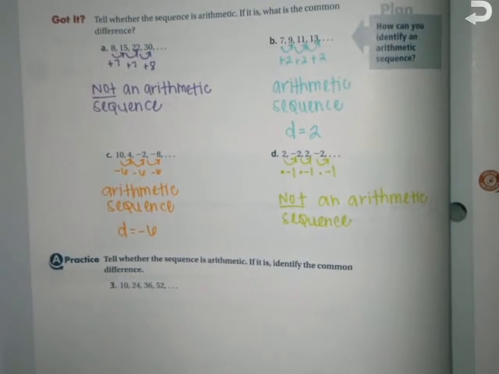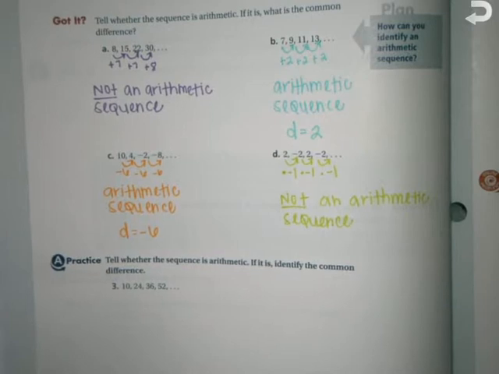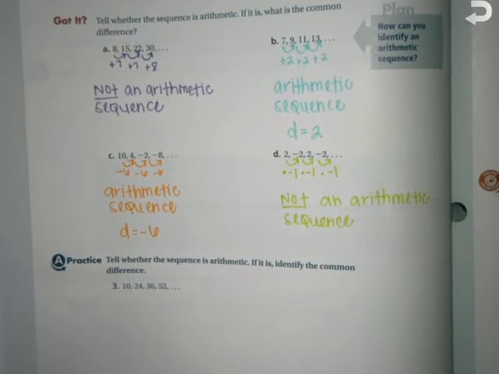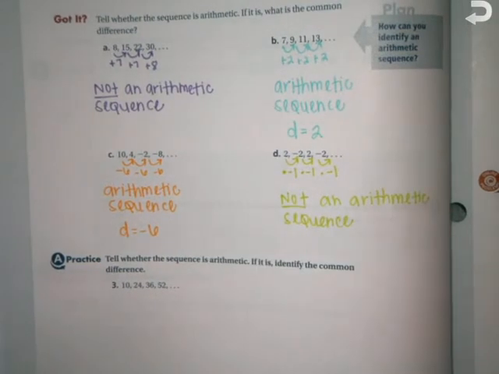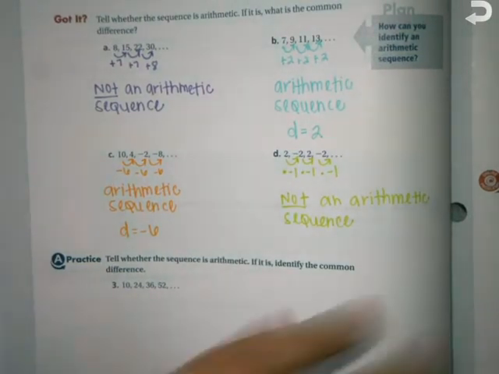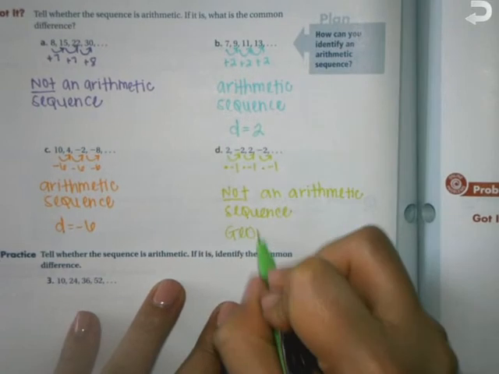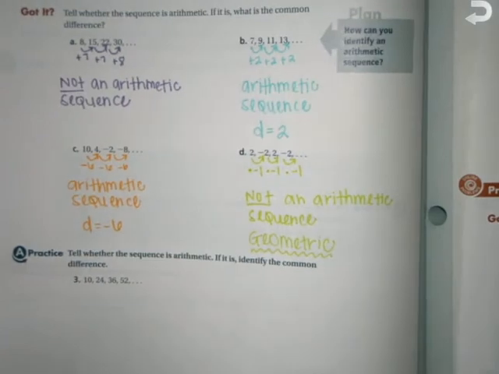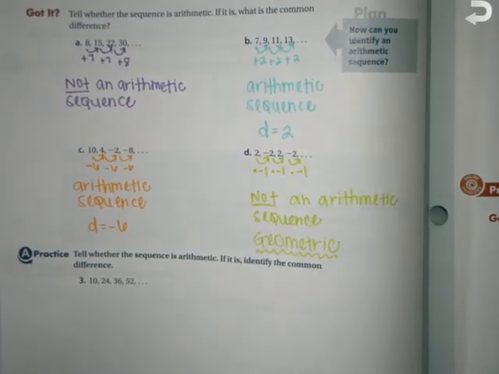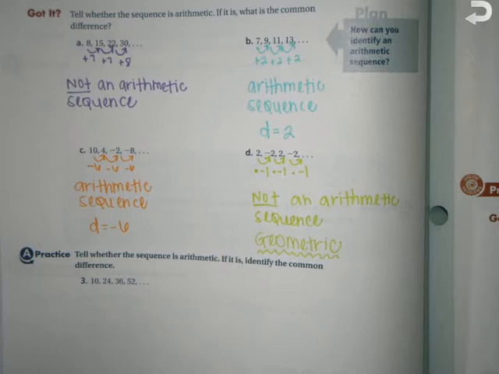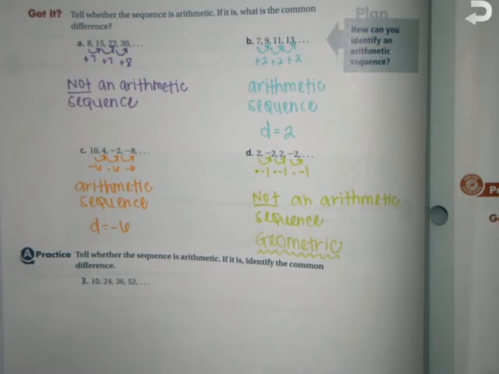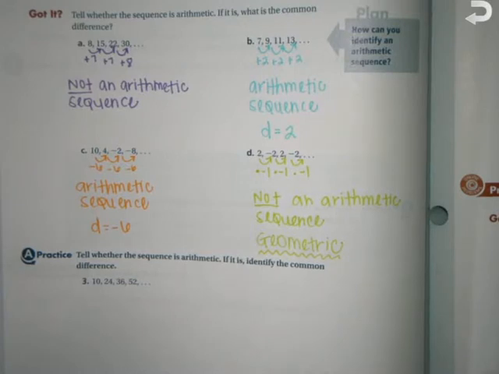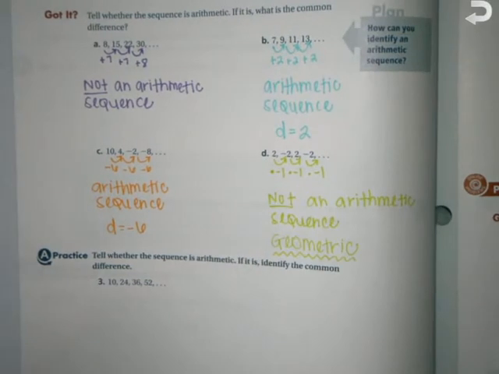No, because arithmetic means that we are adding or subtracting the same number each time. Even if we are multiplying the same number each time, it is not arithmetic. That's what we call a geometric sequence. So if we are multiplying something each time, it's called a geometric sequence. The number that you are multiplying by every time is called the common ratio. Multiplication, ratio. But we are only worried about arithmetic. So even though in part D we're multiplying by negative 1 each time, it's not arithmetic.